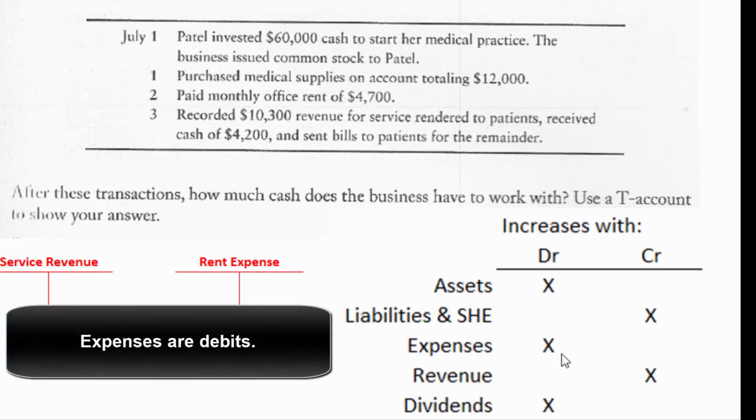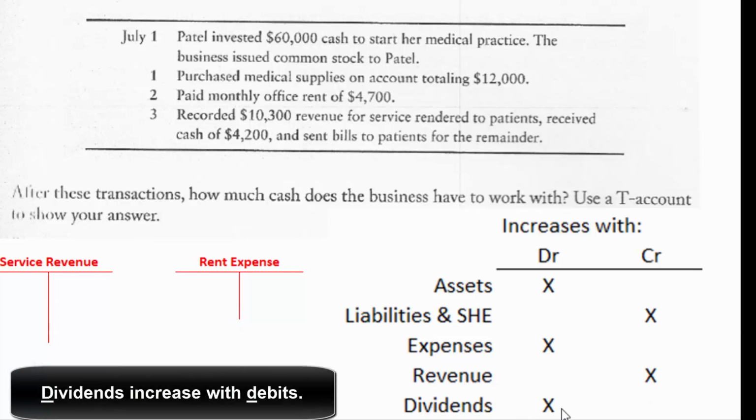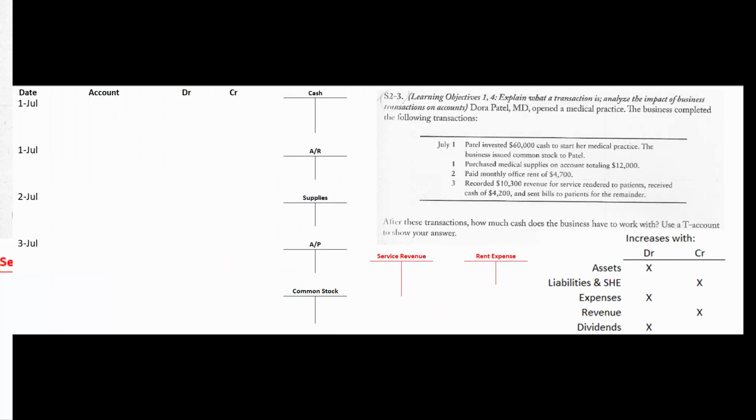Expenses are debits, expenses are debits, expenses are debits. The opposite of expenses is revenue, so it must be recorded with credits. And dividends start with the letter D to remind us that they are recorded with debits.